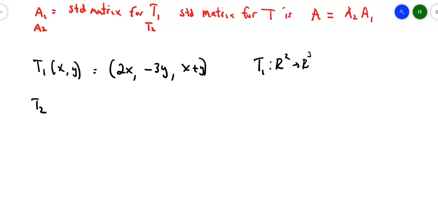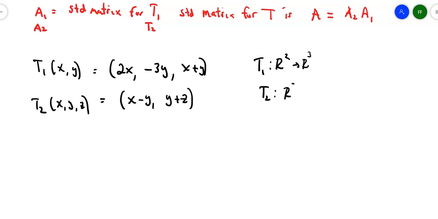The second transformation takes elements in R3 and maps them back to R2 in this way. So T sub 2 maps elements in R3 onto R2. I would like to find T sub 2 composite T sub 1.